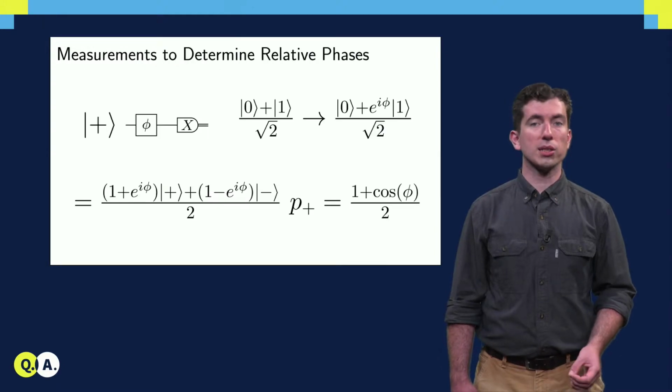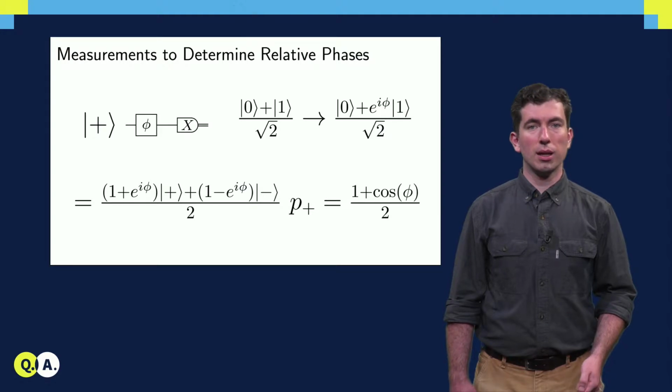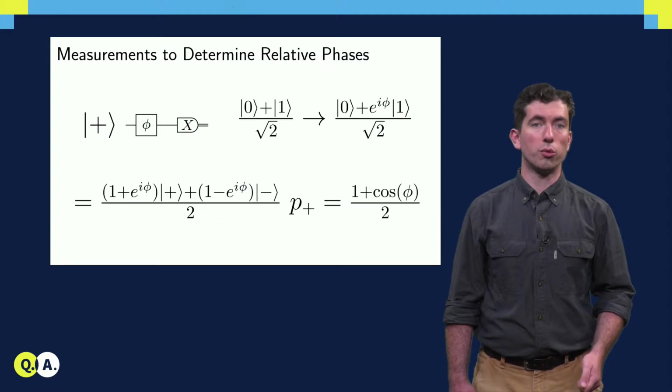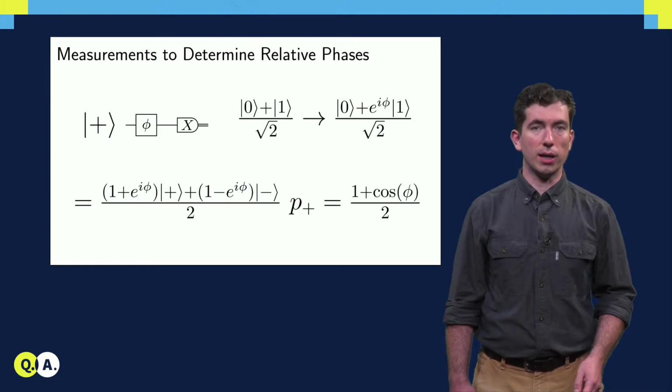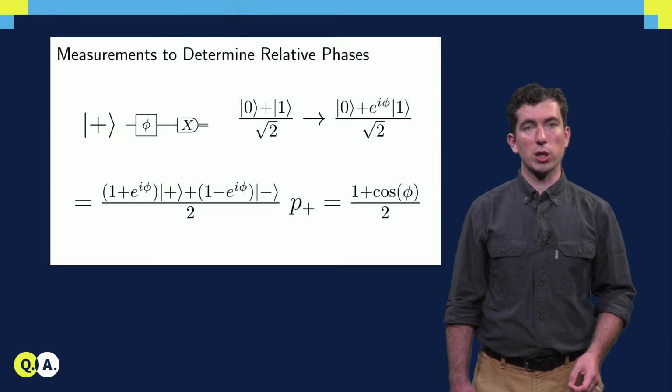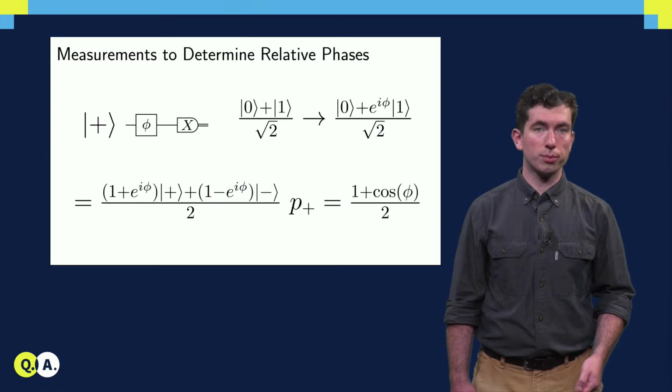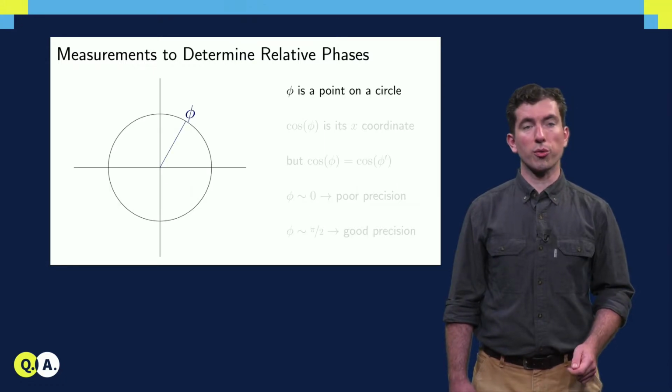If we input a plus state to the phase gate phi, and then measure in the x basis, the plus state transforms from (0 plus 1)/root 2 to (0 plus e^(i phi) 1)/root 2, which has coefficients (1 plus e^(i phi)) and (1 minus e^(i phi)) in the plus-minus basis. This results in a probability of measuring the output to be in the plus state that is (1 plus cos phi)/2. Let's take a look at the performance of the cosine of phi measurement.